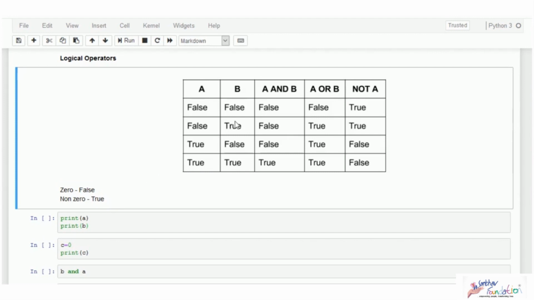The not operator is the simplest logical operator. It returns the opposite of your input. As you can see, here we have A and not A. If A is false, not A is true. If A is true, not A is false. So if your input is true, it gives false as the output, and if your input is false, the output is true.